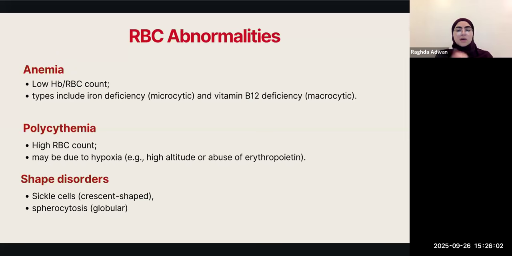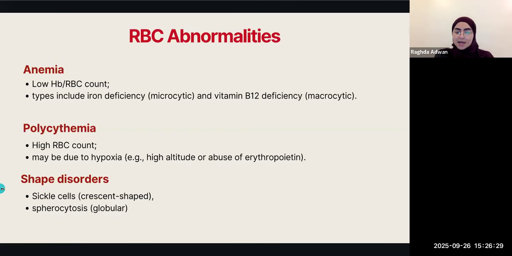Other abnormalities, as I'm sure you know, are anemia: low hemoglobin, low red blood cells. The types include iron deficiency or vitamin B12 deficiency, which manifest in different ways. We have polycythemia, which is a very high red blood cell count, higher than normal. This could be due to hypoxia, because your body sees that it doesn't have enough oxygen, so it tries to make more blood cells, or it could be because of a genetic cause.